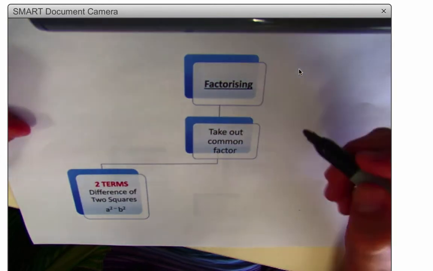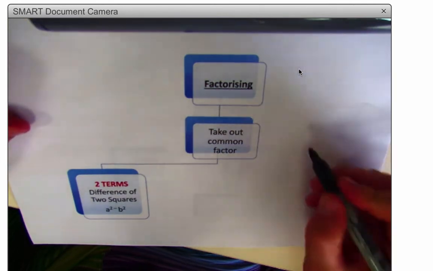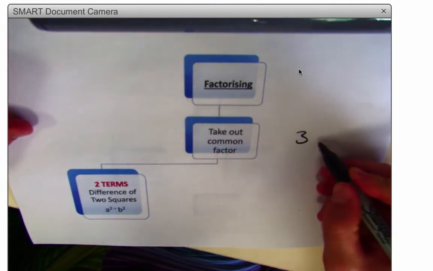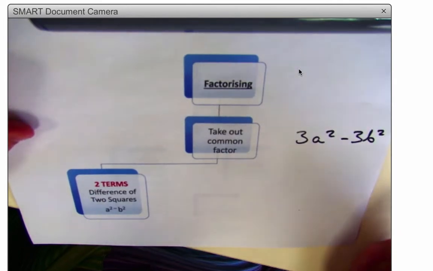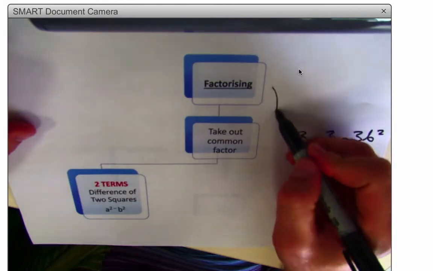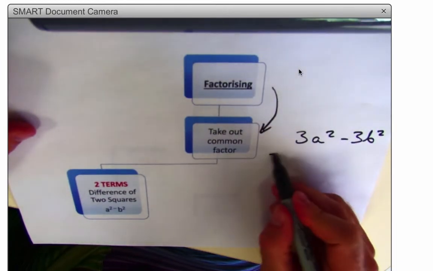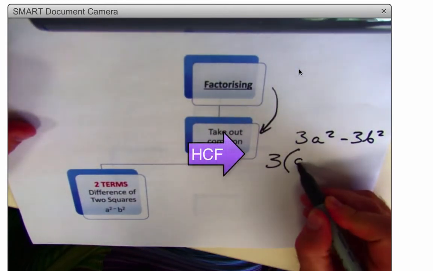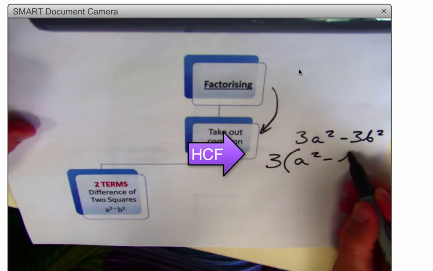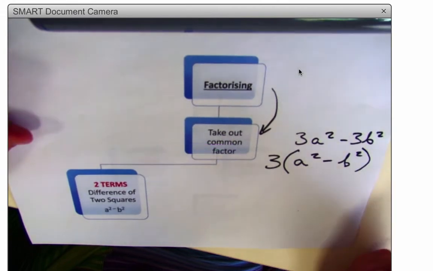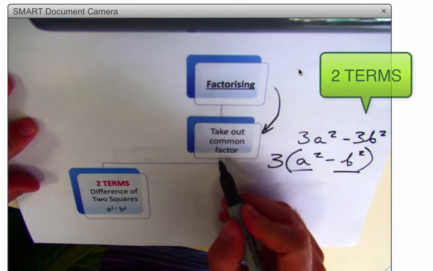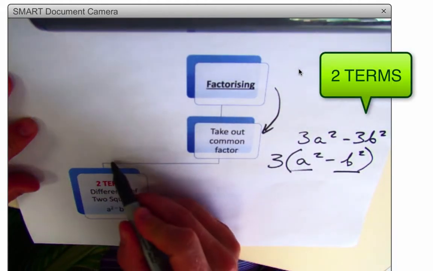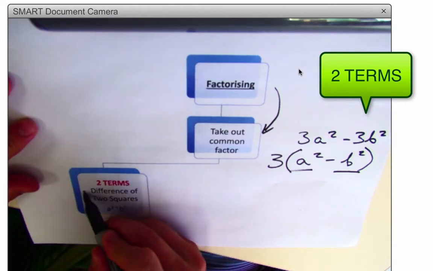Okay, so if we look at another problem, in this case, say 3a squared minus 3b squared, first thing we always do is take out a common factor. So the common factor is 3, leaves us with a squared minus b squared. Okay, at this stage we need to look at how many terms there are. There are 2 terms. So we follow our diagram down. If there are 2 terms, there's only one option.